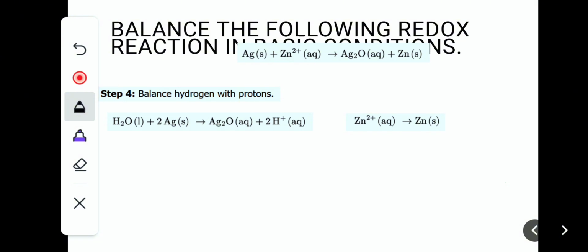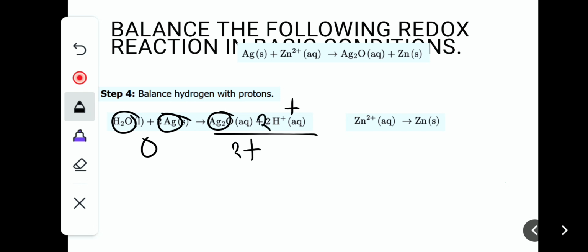So here you need to count the overall charge this side. You also need to count the overall charge this side. How do we do that? We ask, what is the charge here? The charge here is neutral, 0. What is the charge here? The charge here is neutral, 0. So here you have an overall charge of 0. What is the charge this side? You're going to find that the charge this side here is 0, but here it is a plus. And how many pluses do you have? You have 2 pluses. So the overall charge here is 2 plus.